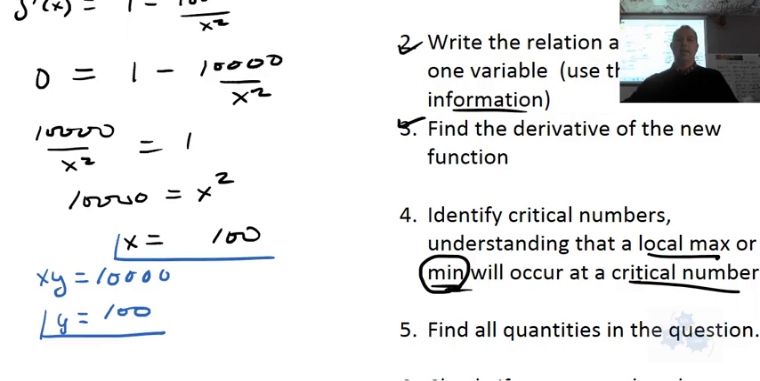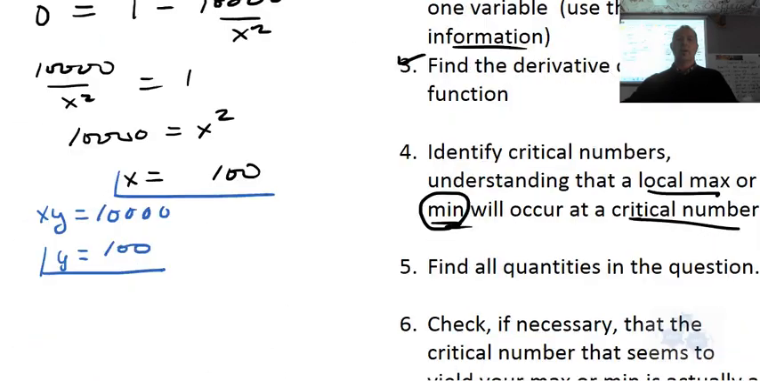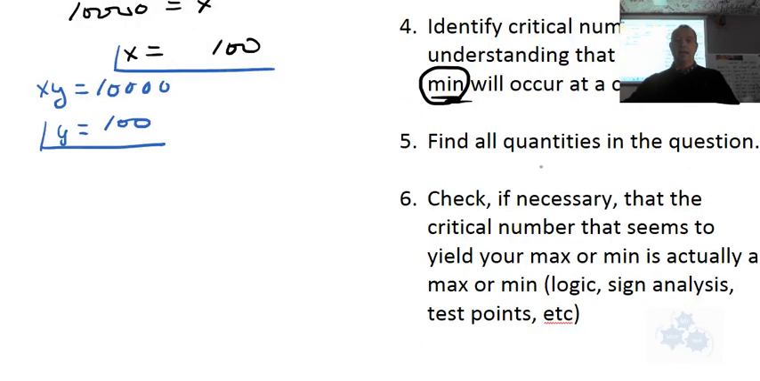Okay, so check if necessary. Step 6 says, check if necessary, because the question said, what are the two numbers? So it looks like we have them, but let's check. Let's see if this critical number and both quantities that we've found make sense. Okay, well, the numbers have to multiply to 10,000, and we want a sum that is a minimum. So think of other numbers that multiply to 10,000 and just do a quick check. Just say, hey, can I find a sum that's smaller than 200? Because it looks like the sum is 200, right? Because the numbers are 100 and 100.